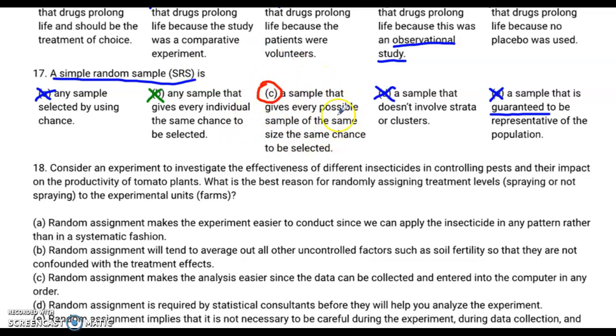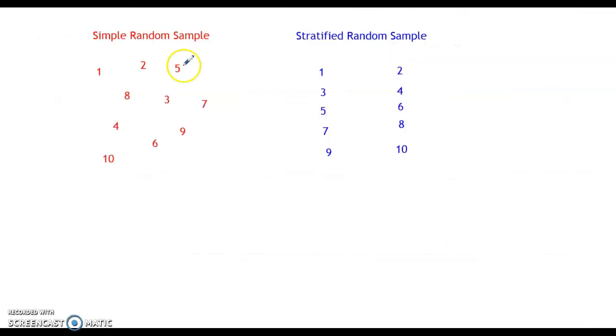Let's try to analyze why this is the case. A sample that gives every possible sample of the same size the same chance to be selected. Let's look at it in an object example using simple random sample and also stratified random sample. Let's pick a very similar example to the previous one, but instead of choosing 1 from the population, let's choose 2 from the population.